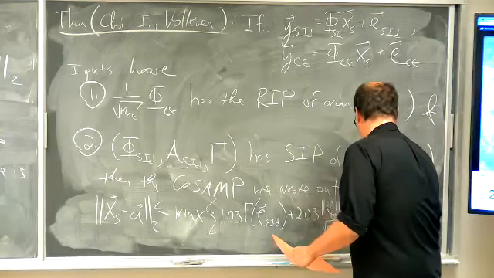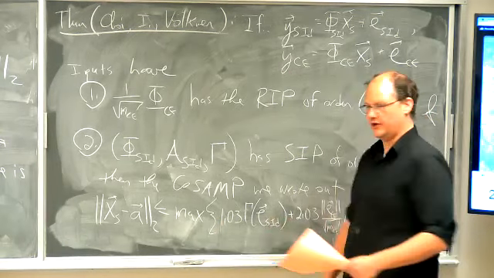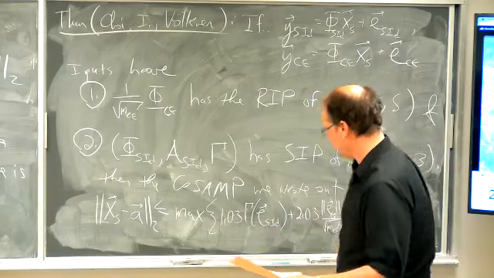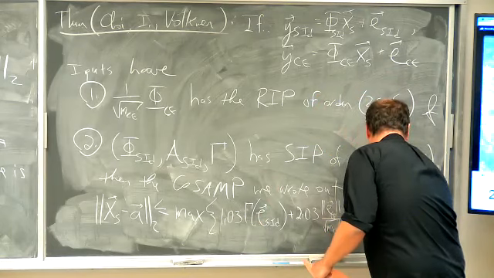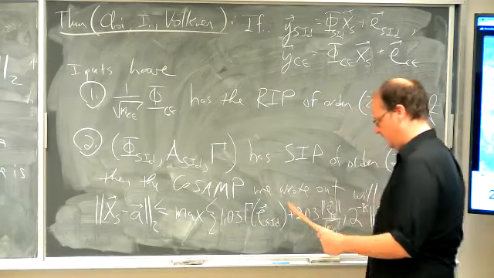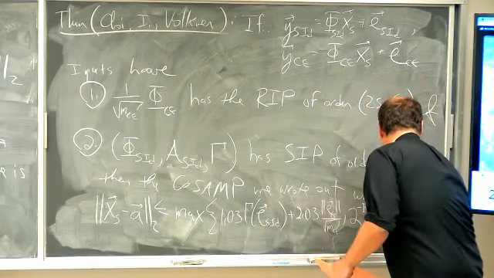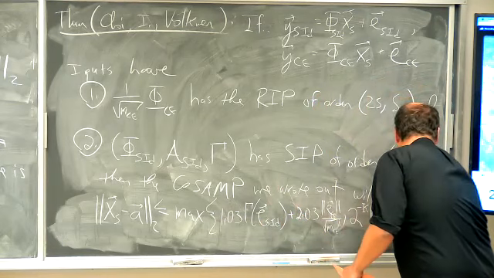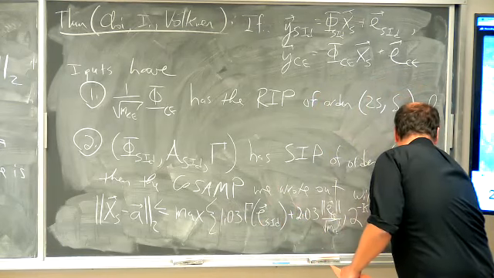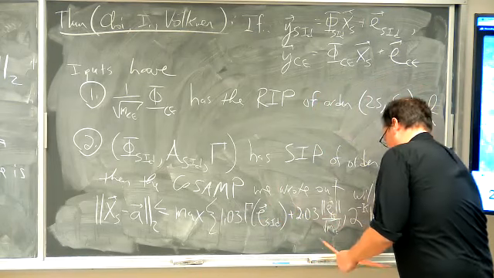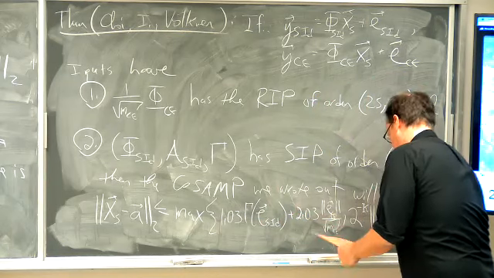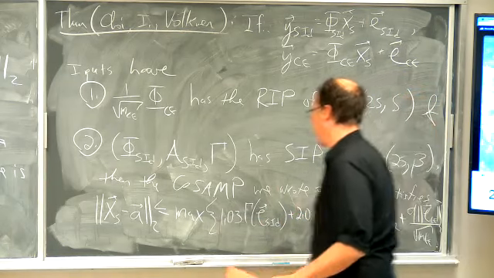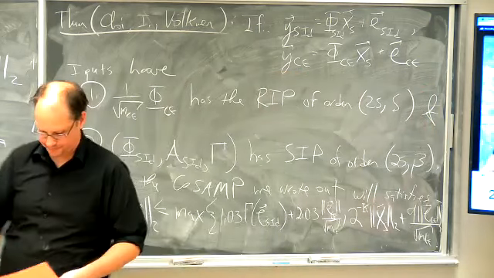And the other one is e to the minus kappa, where kappa is the number of iterations you're going to do, times the 2 norm of XS, plus 9 times this same ratio of the error you have on your coefficient estimation measurements. Okay. So the maximum of these two things.